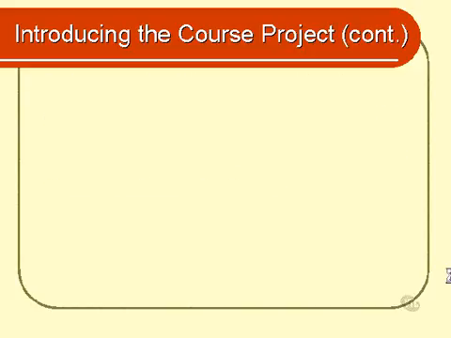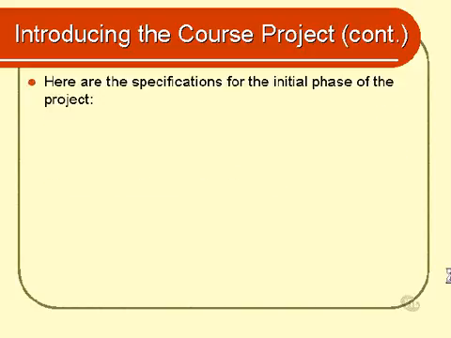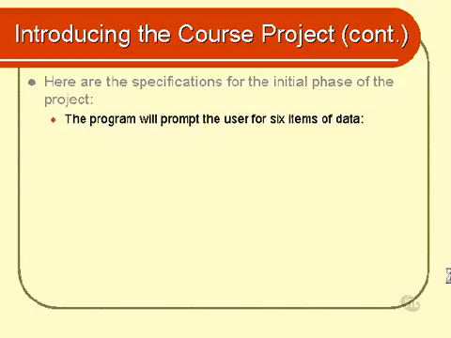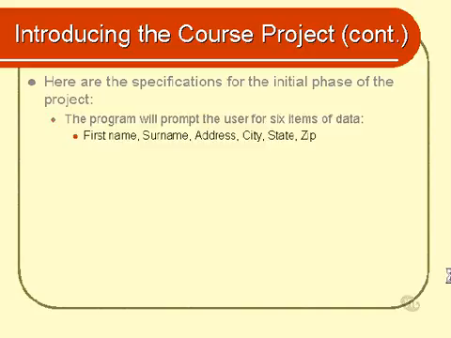So here is how I'd like you to actually start. I'm going to give you the specifications for this first phase of the project. I want the program to prompt the user for 6 pieces of data: their first name, their surname, their address, in other words their street address, like 10 Smith Street, then their city or suburb, then their state, and then their zip code. 6 pieces of data.